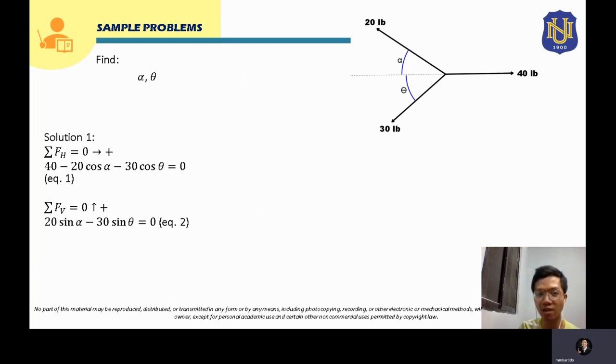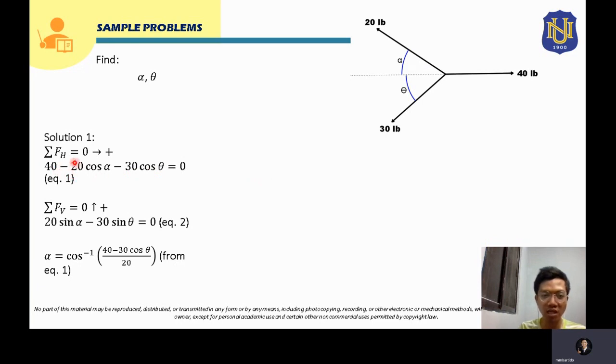So we have here two unknowns, alpha and theta, and we have two equations. So we can solve this. Okay, so we will use substitution here. So we solve for alpha from equation 1. So your alpha will be, we can transpose 20 cosine alpha to the right side. So it will become positive 20 cosine alpha. And what will remain here is 40 minus 30 cosine theta.